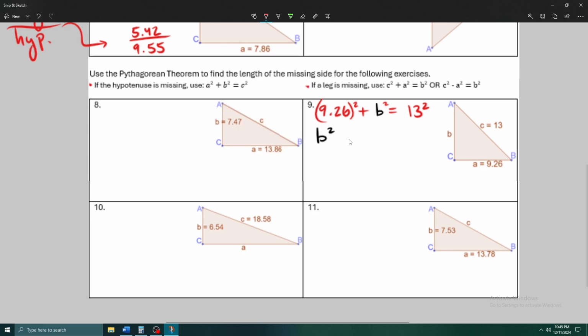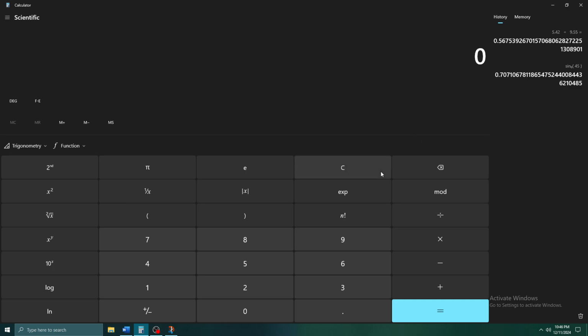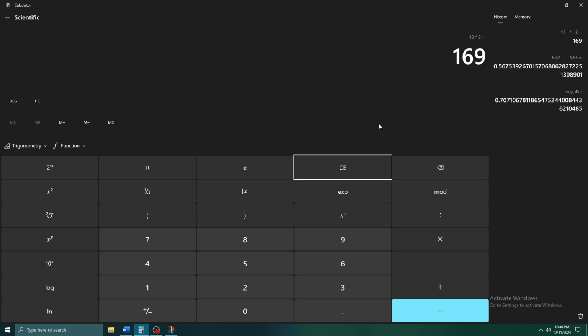So b squared is actually equal to 13 squared minus 9.26 squared. The only reason I add the parentheses is to make it a little bit more clear. Right, and from here I can just go to my calculator. So I'll do 13 squared. So that's what that looks like, 13 to the second power. That's 169. And then I'm actually going to subtract 9.26 squared.